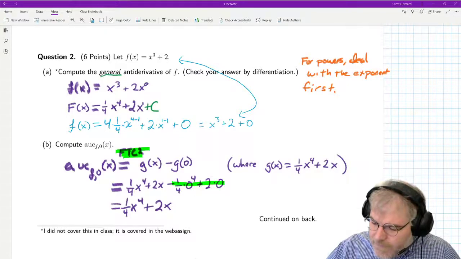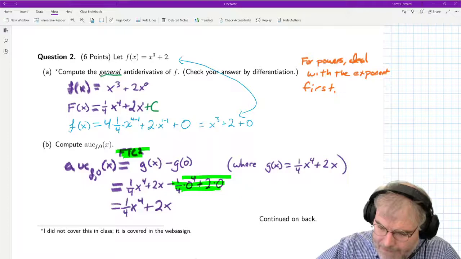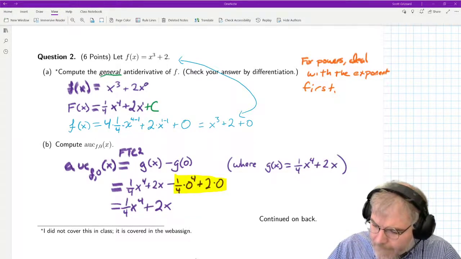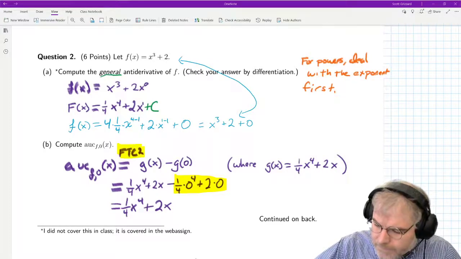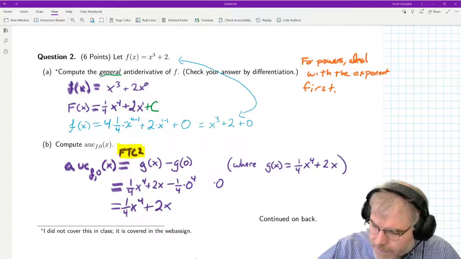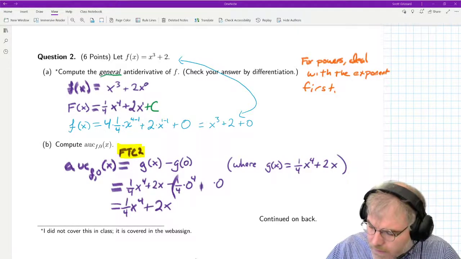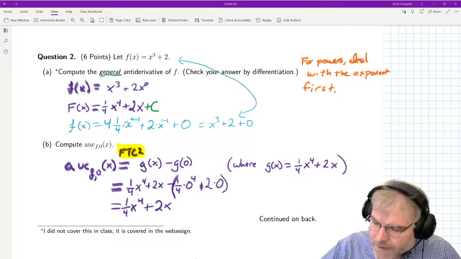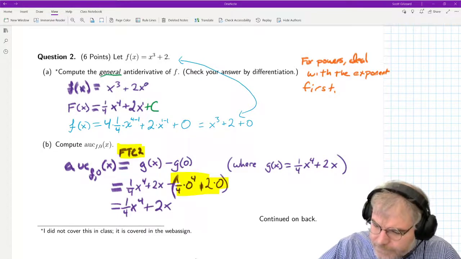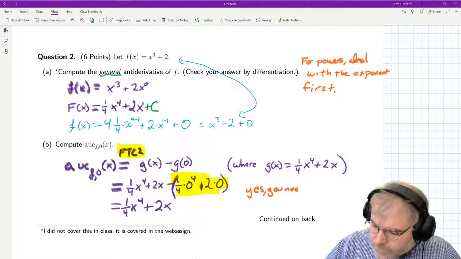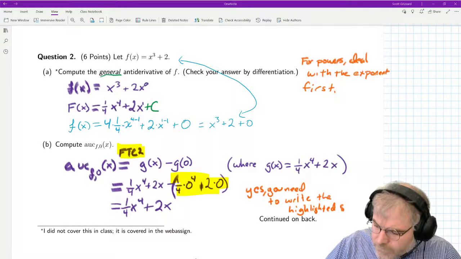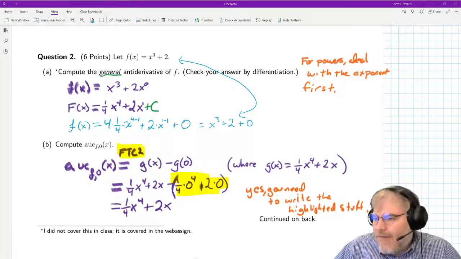That highlight does not look good, does it? Oops. And this should actually be a minus sign, shouldn't it? And yes, you do need to write this step.